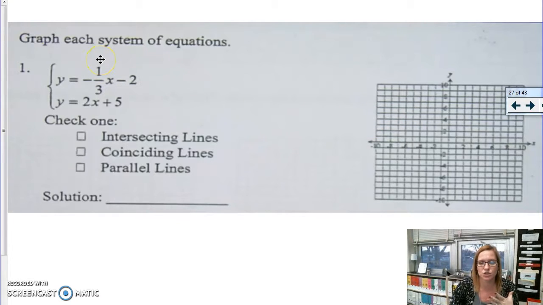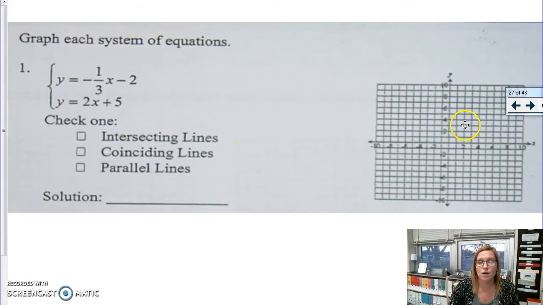It does say that they want us to graph this. Technically, we shouldn't have to graph it. We might have to do some rewriting, but we should be able to look at this, using the clues from our notes, to determine what kind it is: intersecting lines, coinciding, which means the same lines, coinciding is the same as same, or parallel lines. So go ahead and look at this and check which one you think. It's also great practice to try and graph it.